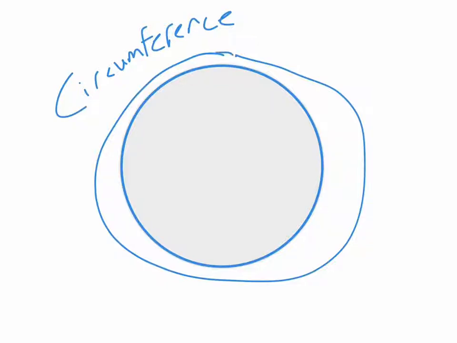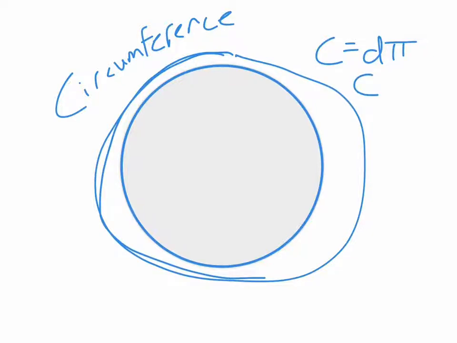Then there's circumference. Circumference is the distance around the circle. So it's like the perimeter for a circle. The perimeter of a circle is just going around the circle, okay? So the circumference can be found by taking your diameter times pi. Or another way of thinking of this is circumference is equal to 2 pi r. Either one works, diameter times pi or 2 pi r.